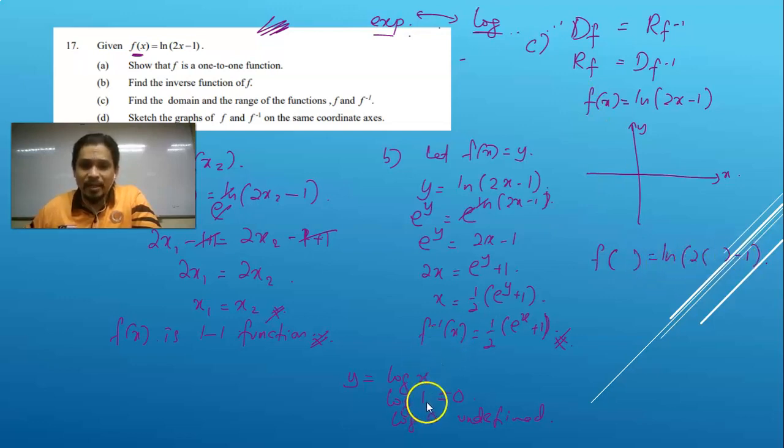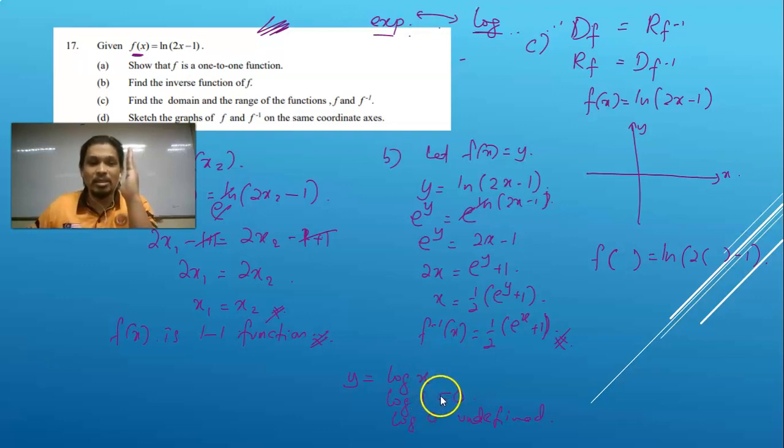Okay, first we need to find the vertical asymptote. A vertical asymptote is a line where the graph will approach, get close to, but it won't touch or intersect at all. Okay, so now, log 1 equal to 0, meaning when x equals 1, log 1, then y equal to 0.